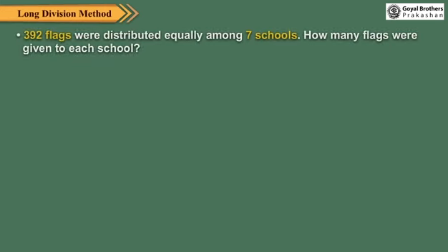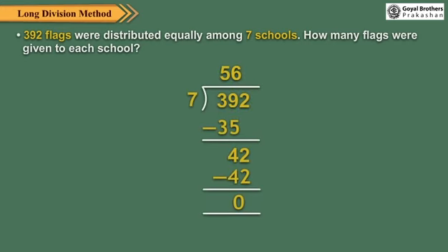Let us take another example. 392 flags were distributed equally among 7 schools. How many flags were given to each school? Clearly, to find the number of flags given to each school, we divide the total number of flags by the total number of schools.